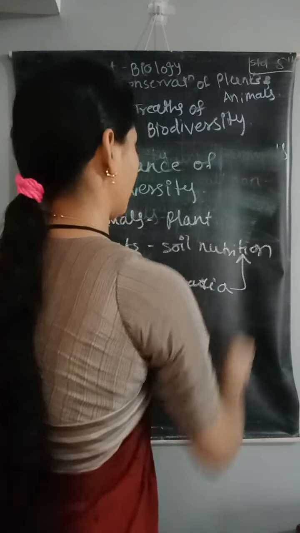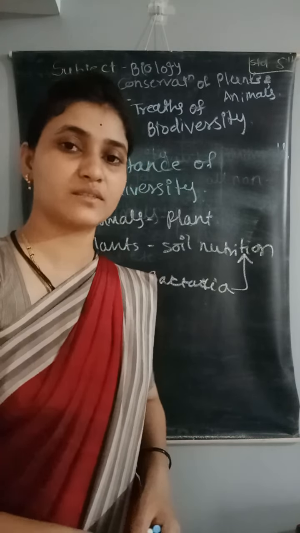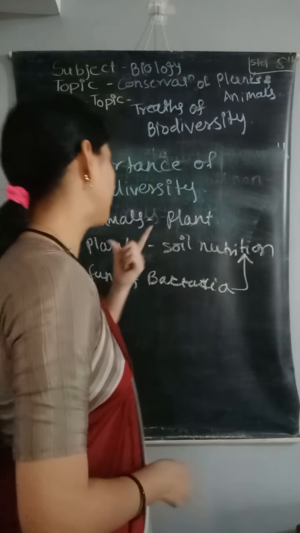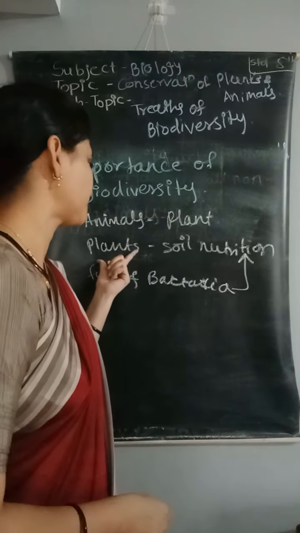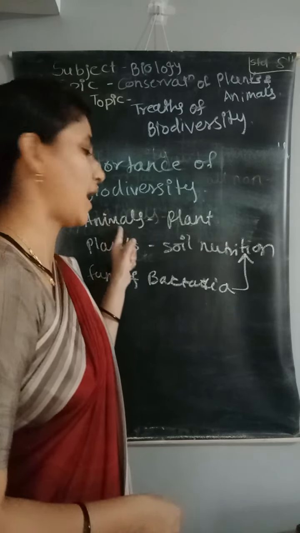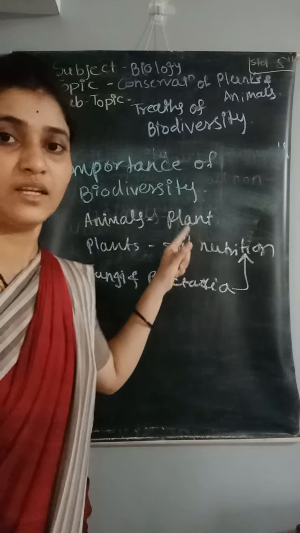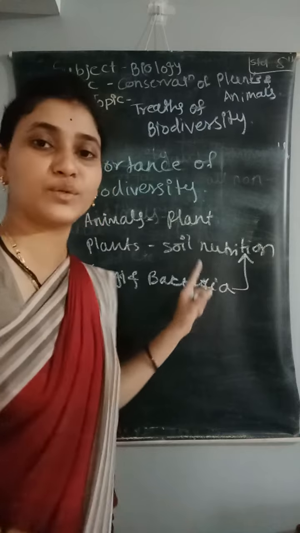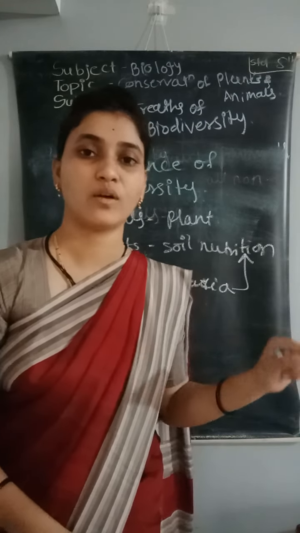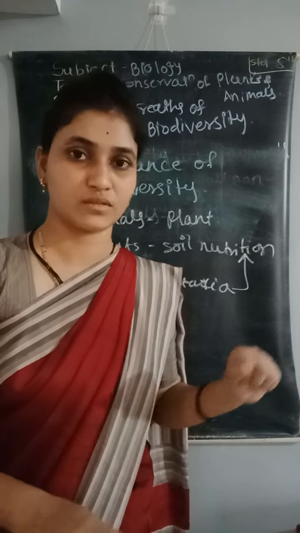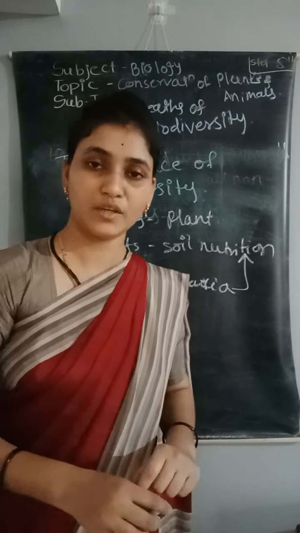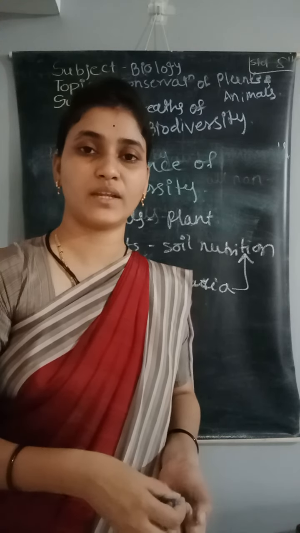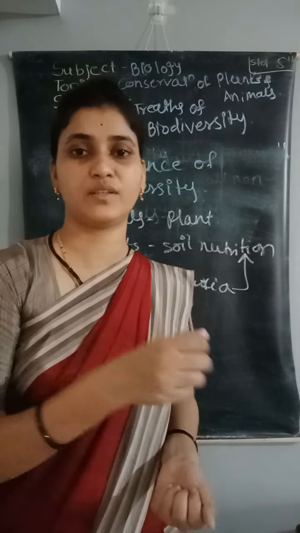Fungi and bacteria decompose plant and animal waste and form the soil nutrition. This soil nutrition is taken by the plants, and then the plants are eaten by the animals. This is the cycle we can see in the ecosystem. This is very important for the survival of all the species of the ecosystem or environment. The loss of any organism can affect the ecosystem.